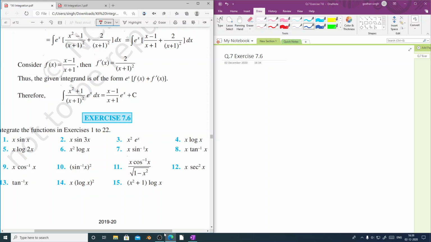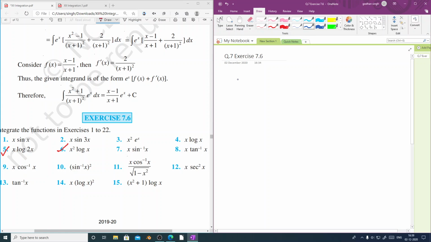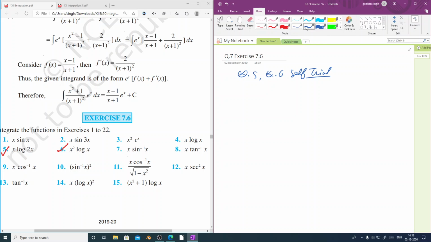Exercise 7.6, question number 5, question number 6 will be for self trial. So question number 5, question number 6 for self trial, that is you have to try on your own. Now let us go for question number 7th one.